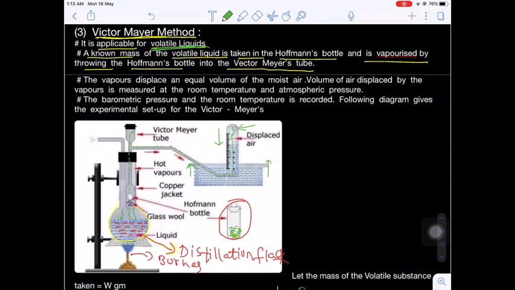Once we know the volume displaced by the air, from that we can find the molar mass of the corresponding volatile liquid. Now here we have to take a known mass of the liquid. The liquid which is taken in the Hoffman bottle, its weight should be known. Now here the basic principle is, let's suppose we have W grams of volatile compound.